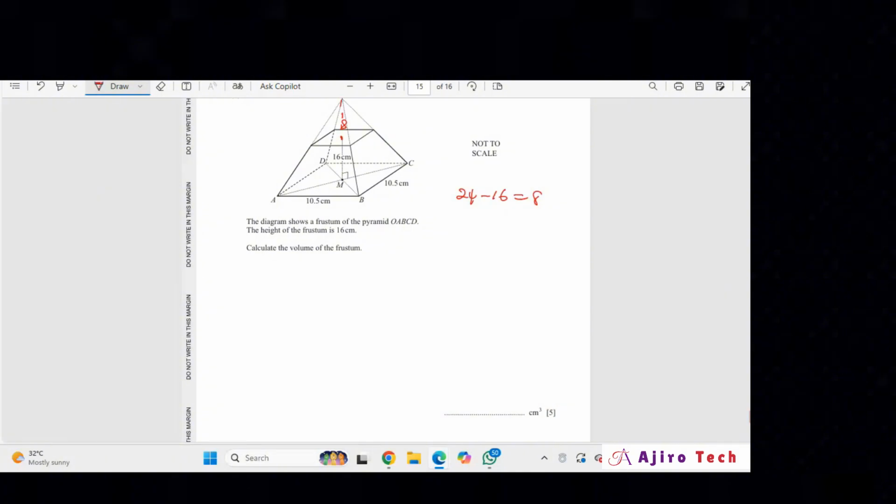So for me to have other things there, you need to look for the volume of the first drum. What is the formula for the volume of the first drum?